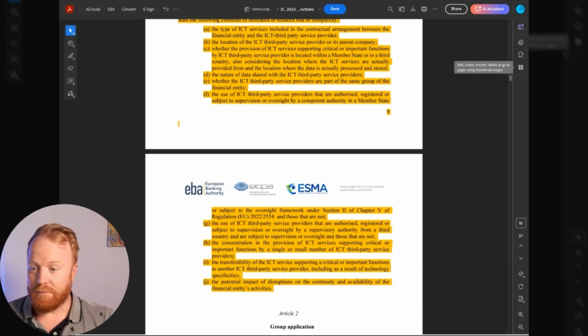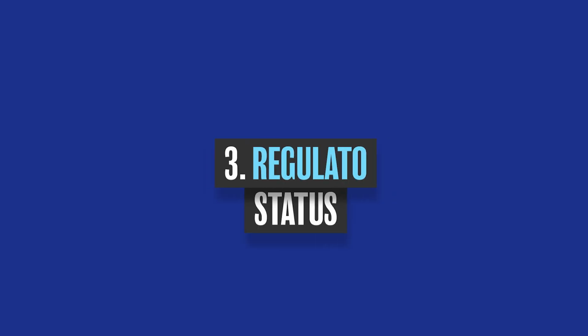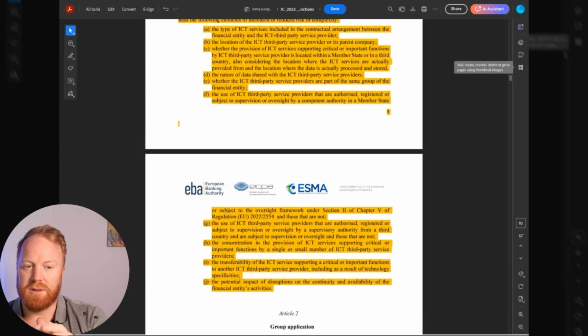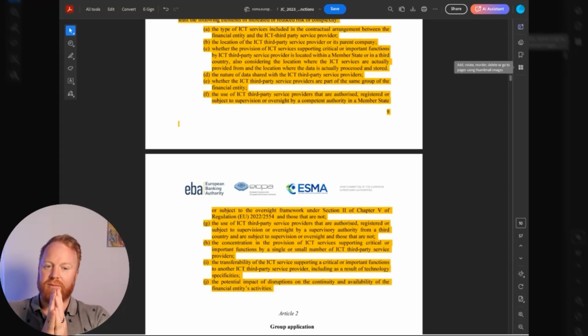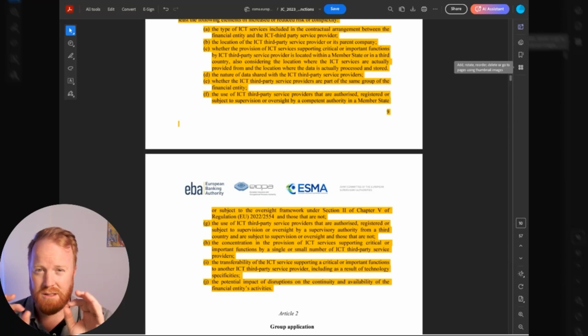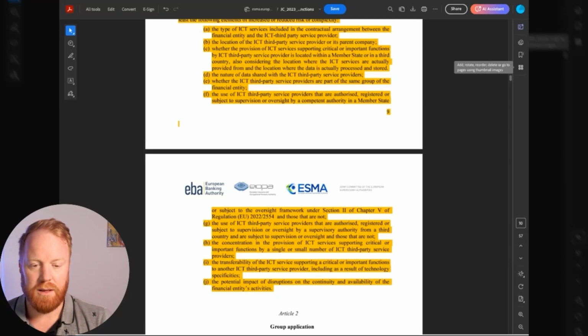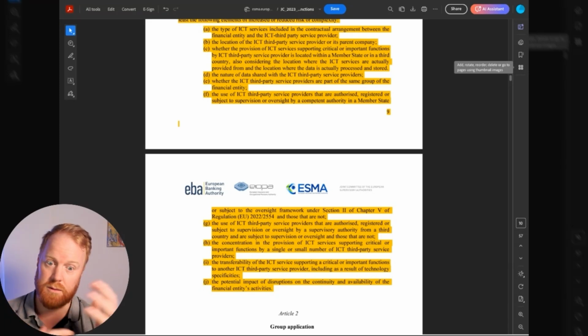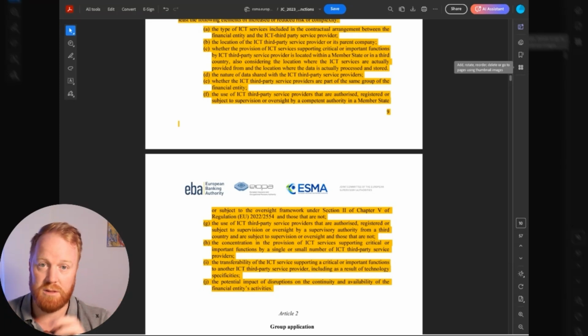Then number six, regulatory status. Policies should consider whether the ICT third-party service providers are authorized, registered, or supervised by a competent authority in a member state, which is a European state. What kind of regulatory status do they have? Are they regulated, and have they been signed off? If they haven't, your risk will probably change. It should also consider if they are subject to an oversight framework, and if so, whether it is specific to EU regulation. In that case, good for risk. If not, then maybe not, because they won't be covered in certain areas that you might have to check out.